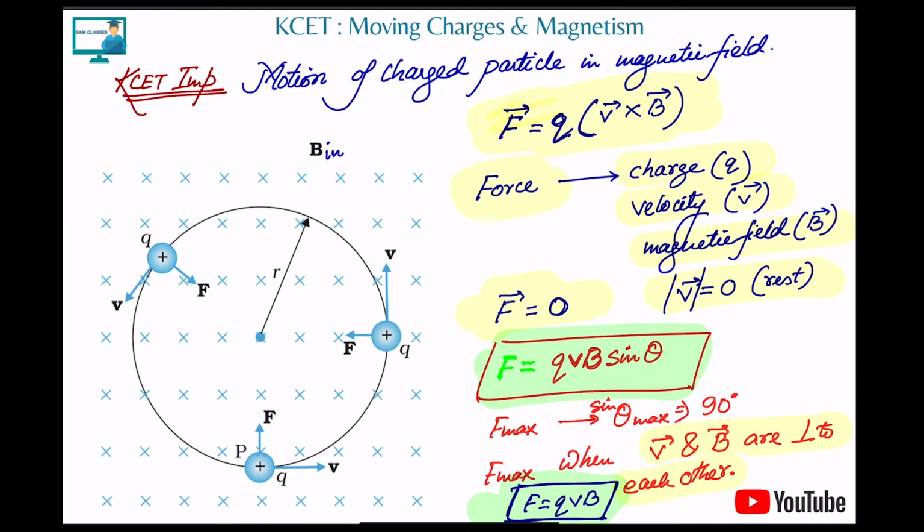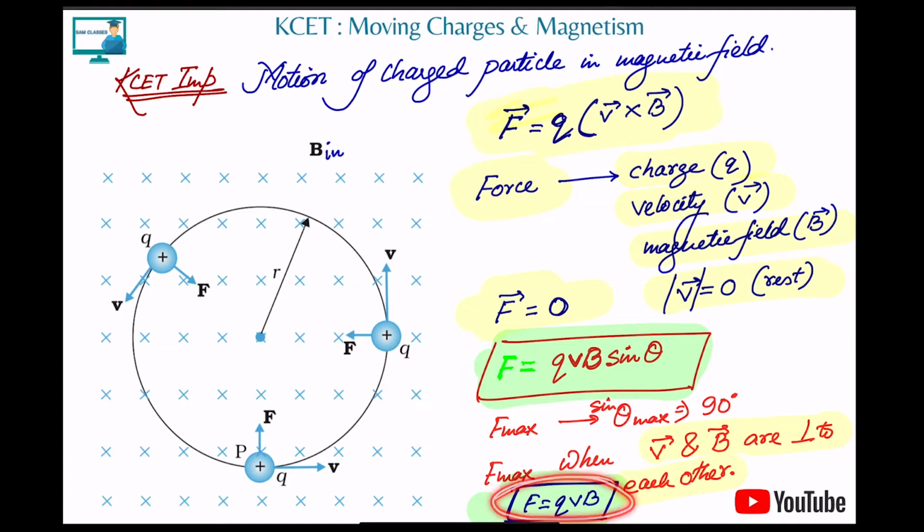The maximum value of force we get when the velocity and magnetic field are perpendicular to each other. Now if you see in this diagram, velocity is going upward and magnetic field is inside. What angle are they making? 90 degrees. Again at this point, velocity is like this, magnetic field inside, so again 90 degrees. Again, velocity is like this and the magnetic field is going inside, so the angle between these two is 90 degrees.